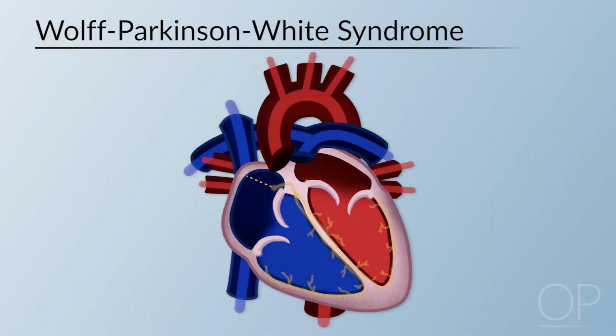Wolff-Parkinson-White syndrome is where there's an accessory pathway that pre-excites the ventricle. These accessory pathways or bypass tracts can often conduct in both antegrade and retrograde directions, allowing them to support reentrant tachycardias involving the AV node.